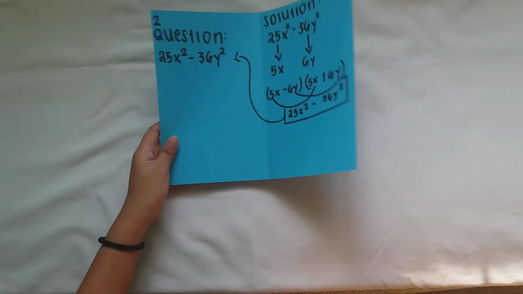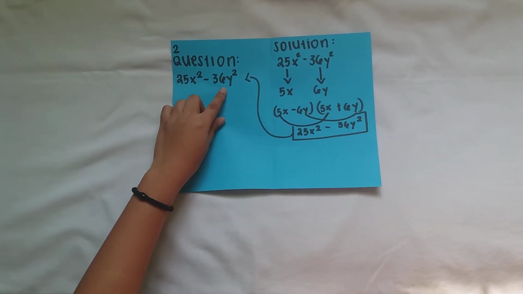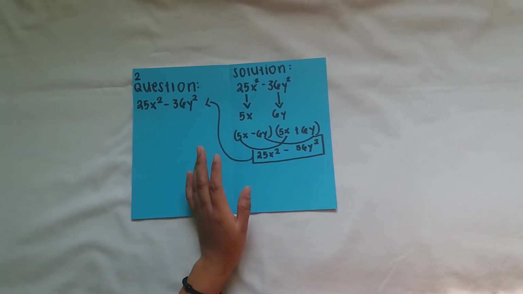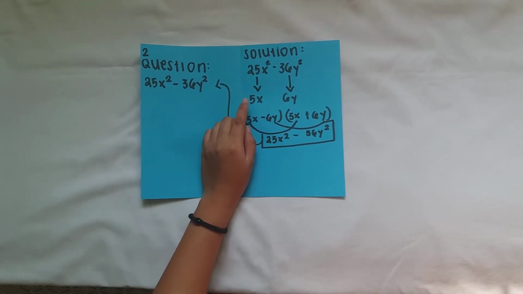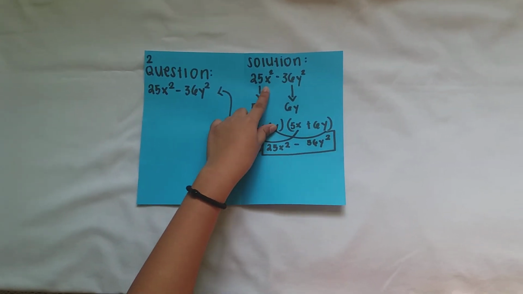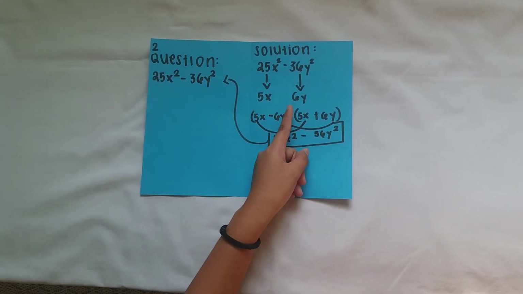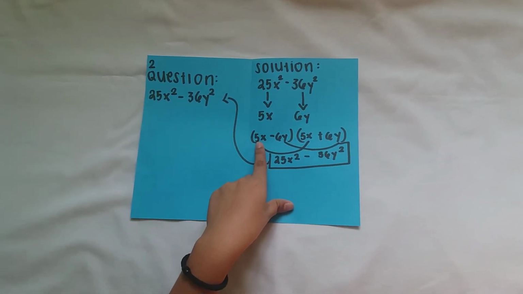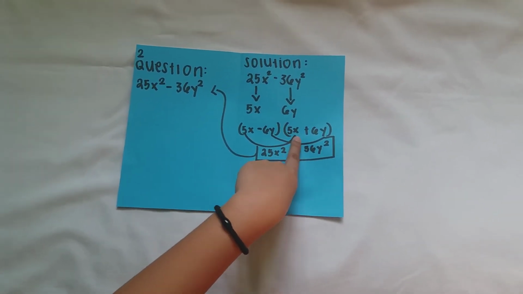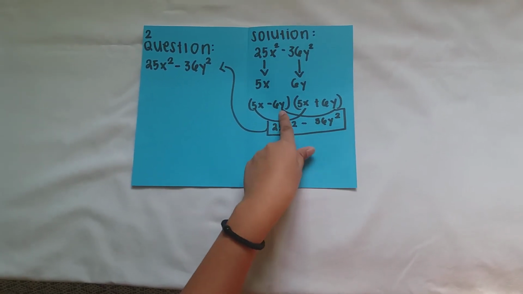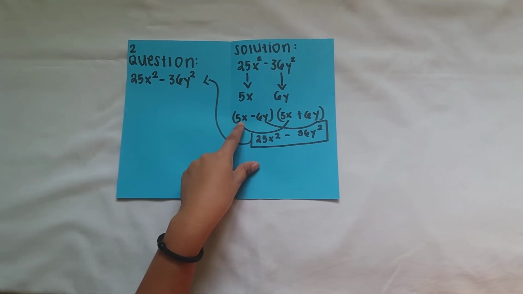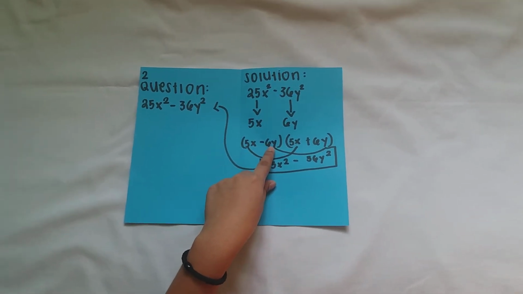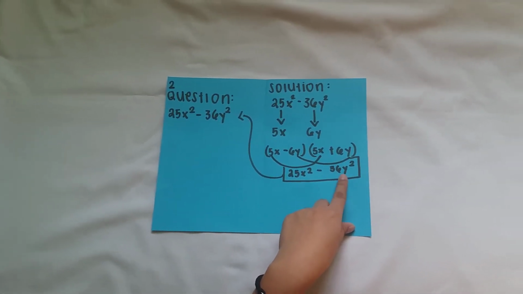Another is this one, 25x squared minus 36y squared. Like I said a while ago, the first thing you're going to do is find the square root. The square root of 25 is 5x because it has its variable, which is x. And the square root of 36 is 6y, and it also has its own variable, which is y. So 5x minus 6y, 5x plus 6y, and the checking, 5x times 5x is equal to 25x squared, and 6y times 6y is equal to 36y squared.